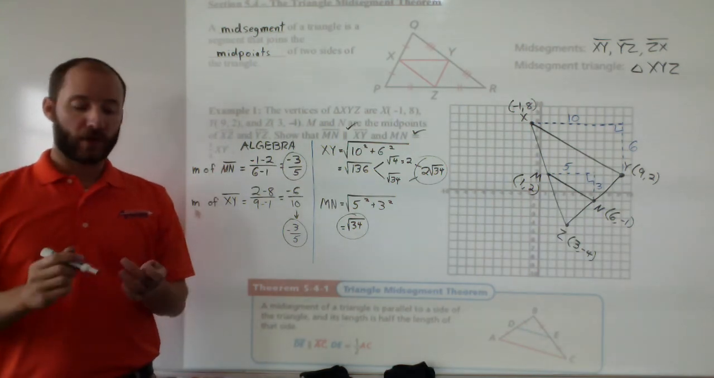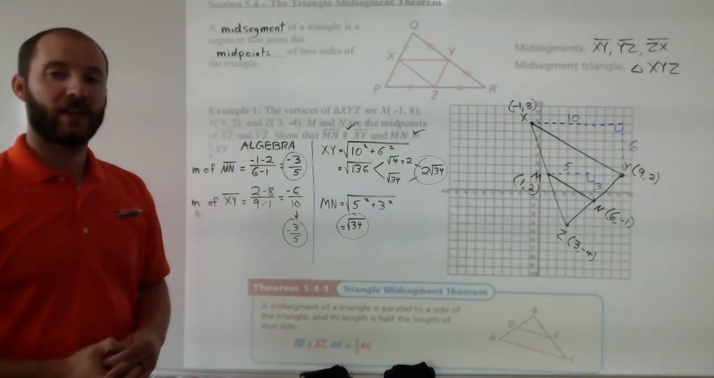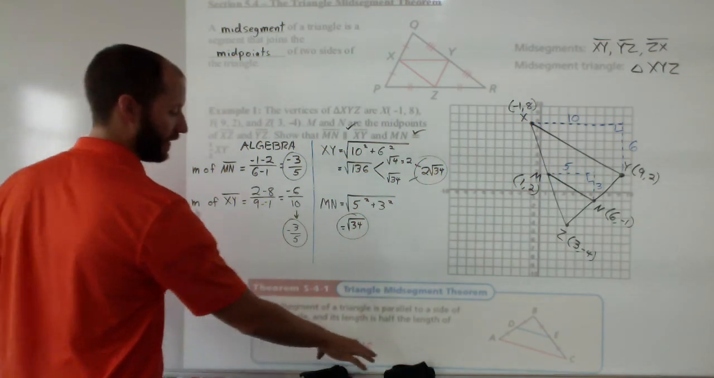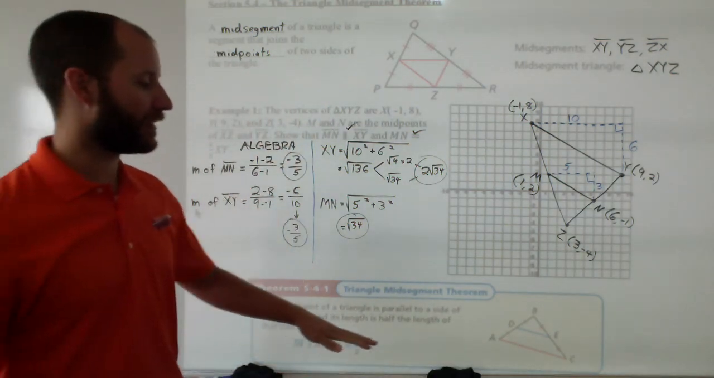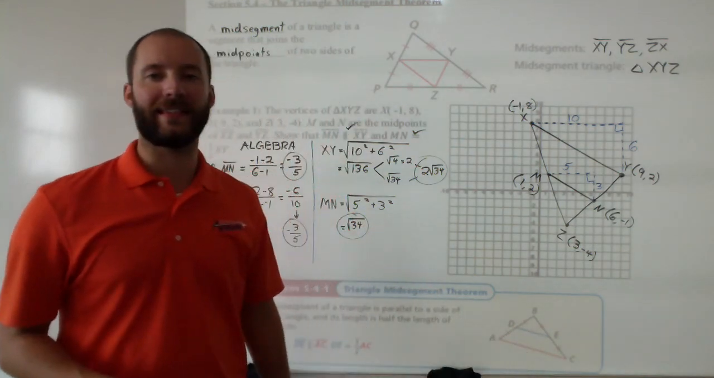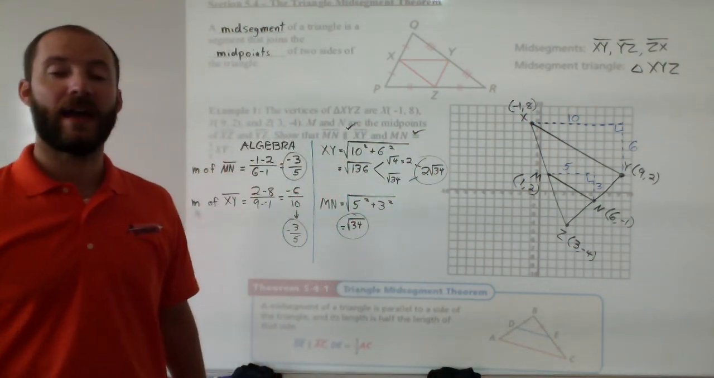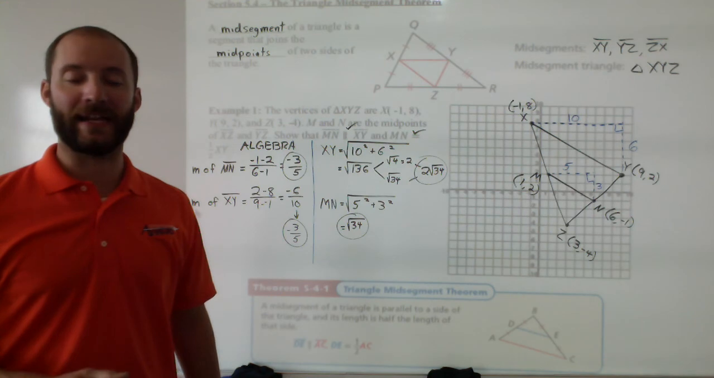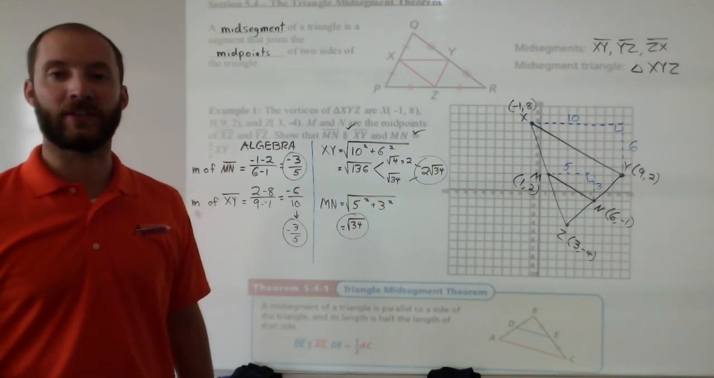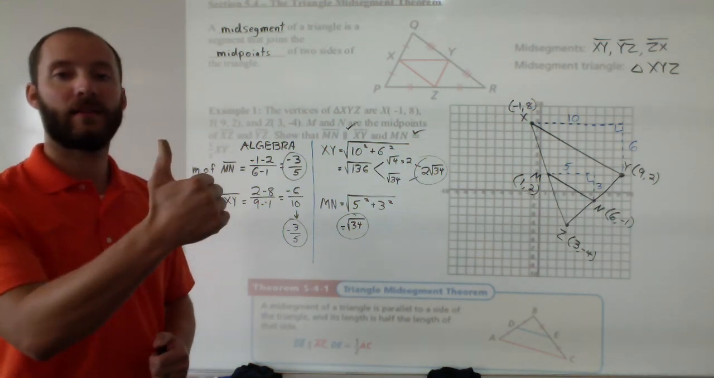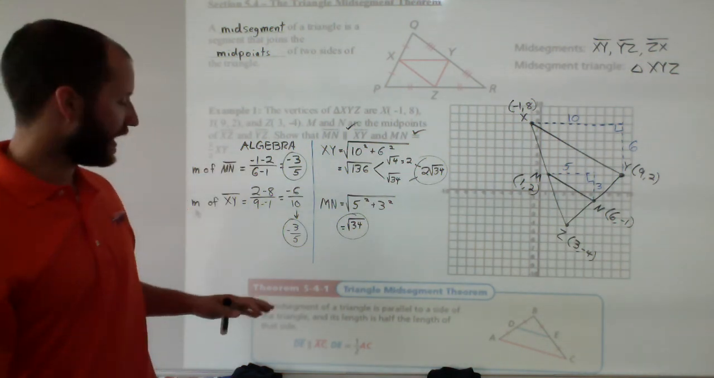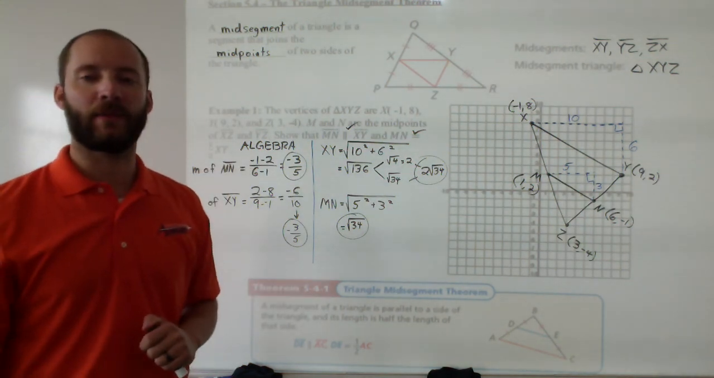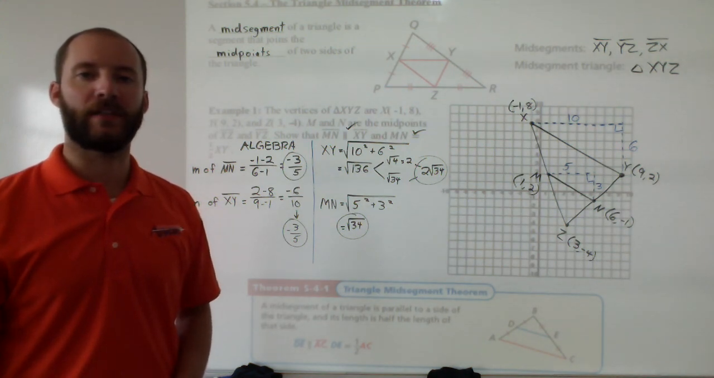So what we've done is we've shown a specific case of the triangle midsegment theorem. The triangle midsegment theorem states that any midsegment is parallel to the side it does not intersect, and then it is also half the length of the side it does not intersect. So you get that parallel, and you get that half the length. So take a look at examples 2 and 3 at the bottom of the page. You can check your answers with my completed notes online.